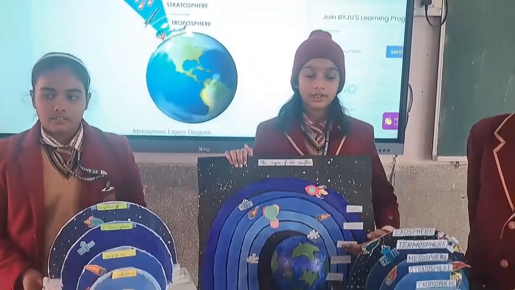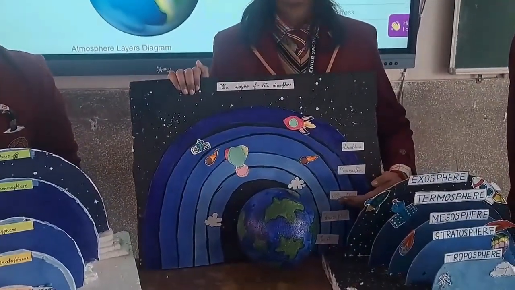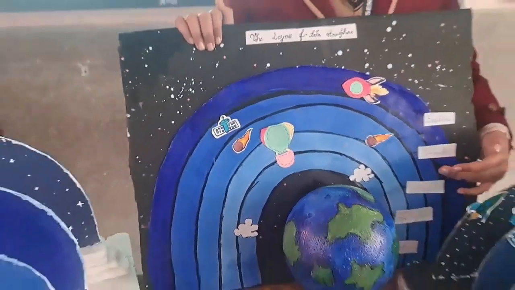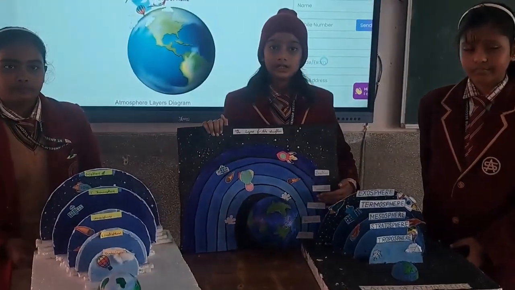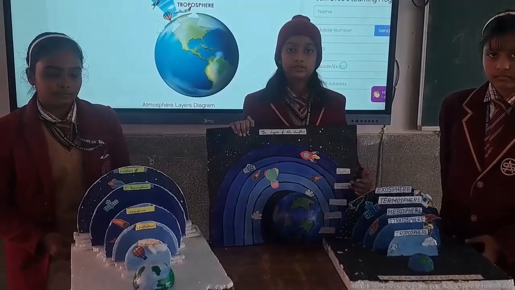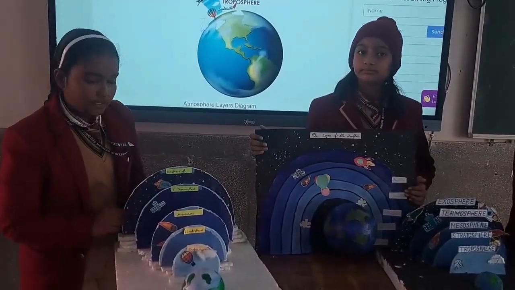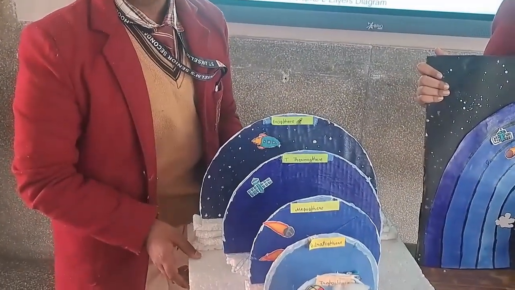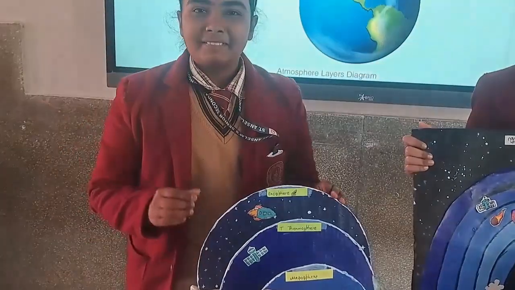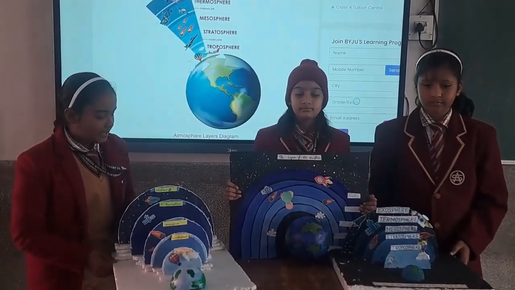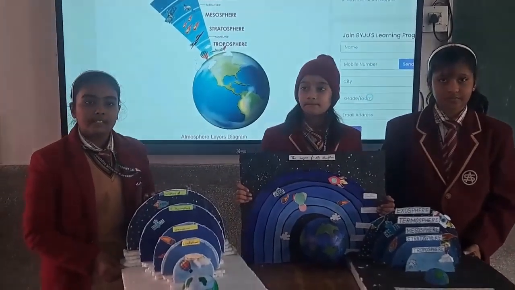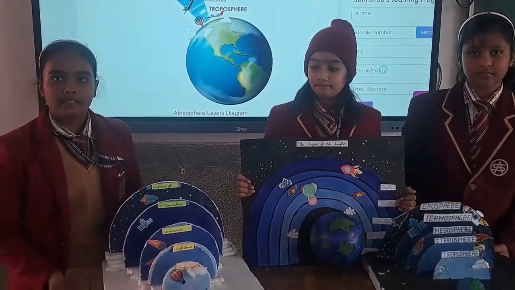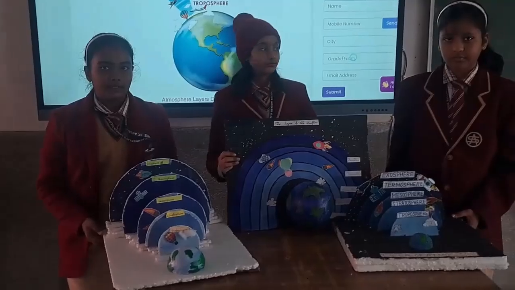Now the mesosphere, the third layer of the atmosphere. It protects our Earth from meteorites. And the fourth layer, thermosphere. It is the thickest layer of the atmosphere and satellites move in this layer. The fifth layer, exosphere. Rockets are present in this layer. The boundary between space and the exosphere is called the Kármán line, and beyond this no air is present in space. Thank you.